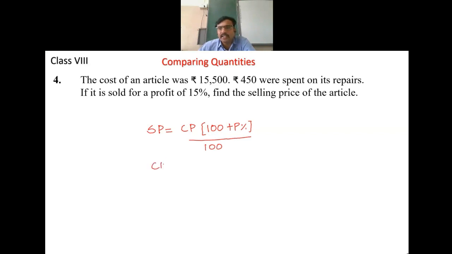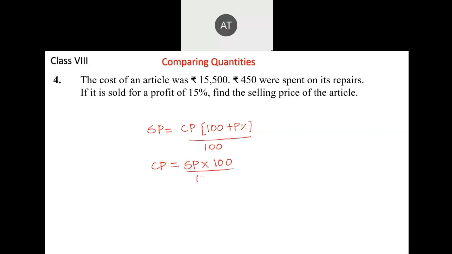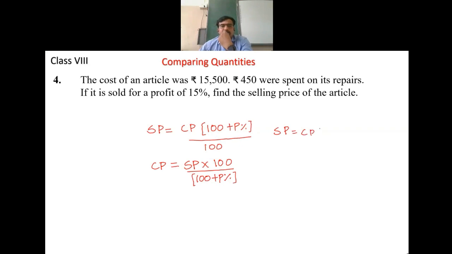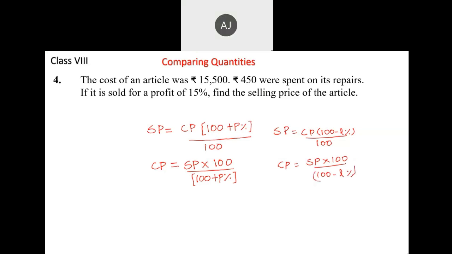Similarly, we have the formula CP is equal to SP into 100 divided by 100 plus profit percent. Even the same thing holds true for the loss. SP is CP into 100 minus loss percent, divided by 100. Similarly, CP is SP into 100 divided by 100 minus loss percent. It is not that difficult to find out this formula.